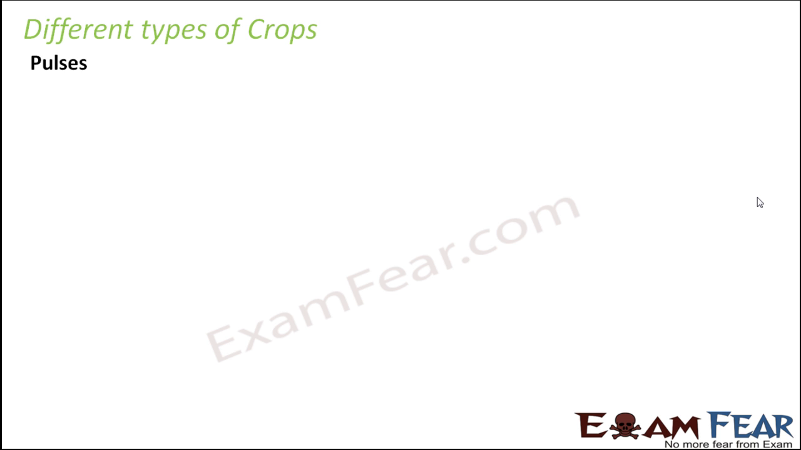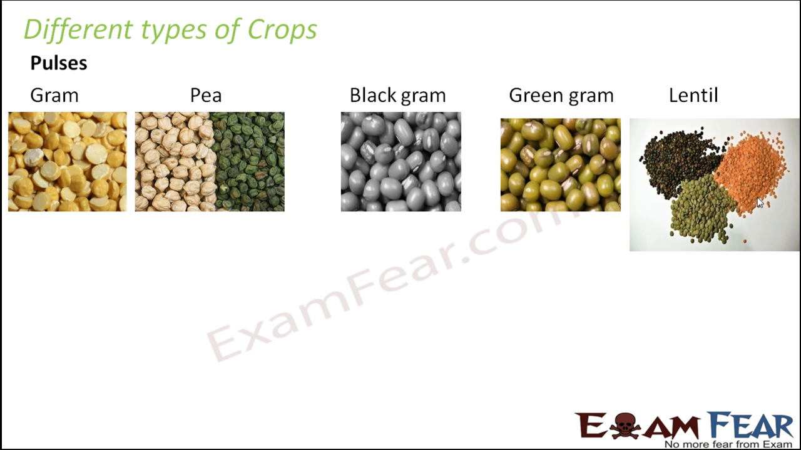So let's look at different types of crops. We'll start with pulses. There are many varieties of pulses which are grown. For example, you have gram, pea, black gram, green gram, lentils. All of them are different look-wise, and taste-wise also they are different. As you can see in the picture, and I'm sure you are familiar with many of these, or in fact all of these, these are all different types of pulses.